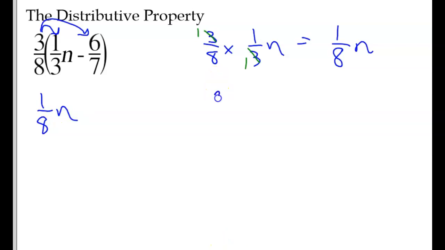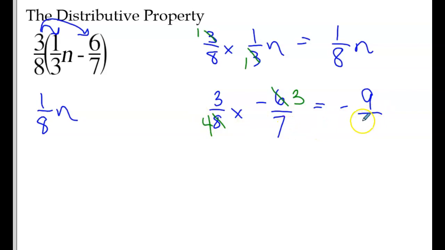And now I need to take that same 3/8 and multiply it by negative 6/7. Again, cross reduce. 2 goes into 8 4 times. 2 goes into 6 3 times. So 3 times negative 3 is negative 9. 4 times 7 is 28. That's a negative 9/28. So when I write my answer, because it's negative, I'm going to write minus 9/28. So my simplified answer will be 1/8 n minus 9/28.